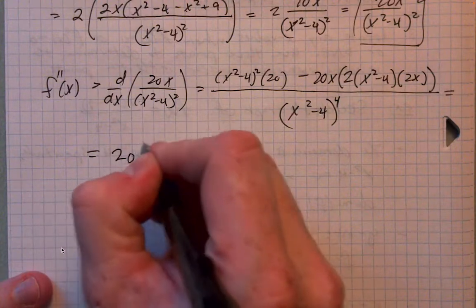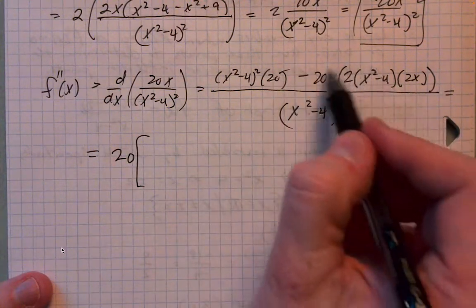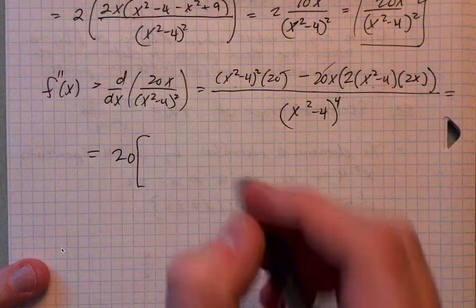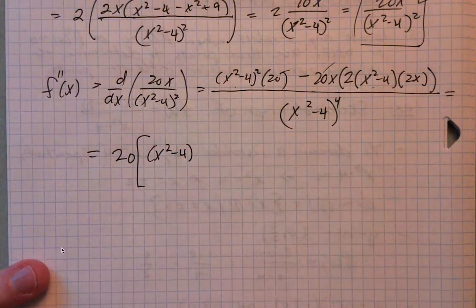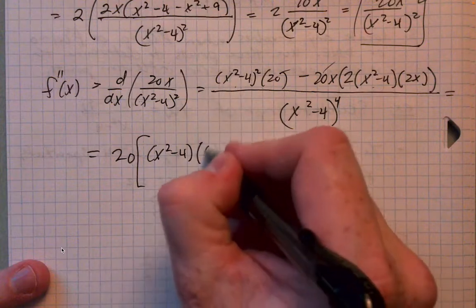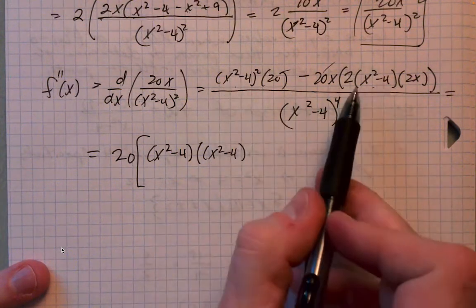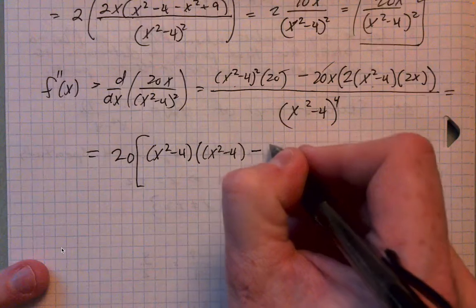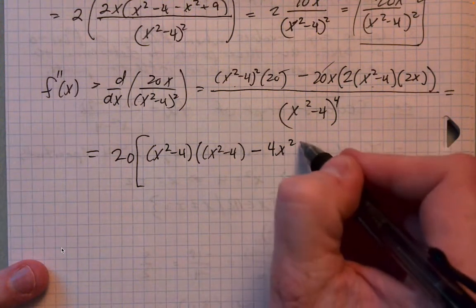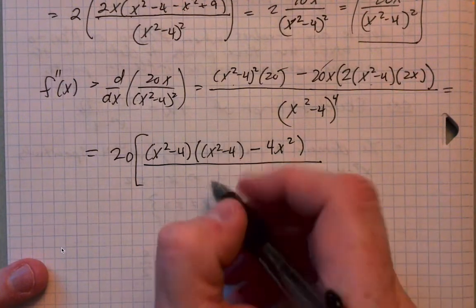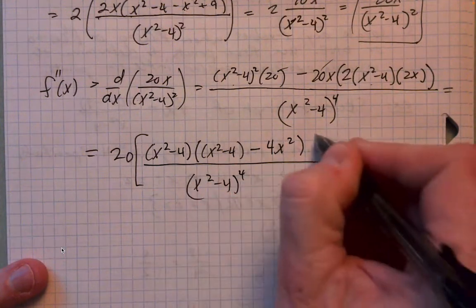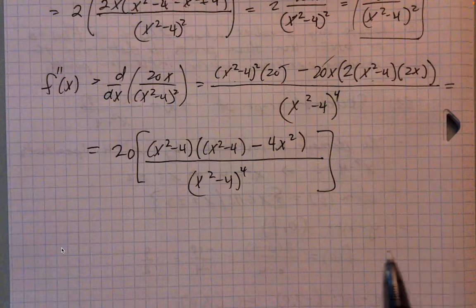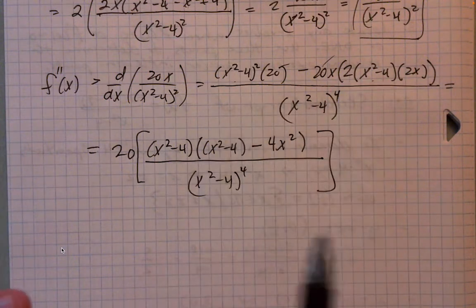So let's pull the 20 out here and here. And we can see an x squared minus 4 term in both of these, so let's factor that out. And when you do that, you're left with x squared minus 4, and then let's see, minus 4x squared. Okay, so you get that up top, and then in the bottom, x squared minus 4 to the 4th power. Okay, so I did a bunch of stuff there in one step. But if you need to, of course, just pause the video and make sure that all makes sense.